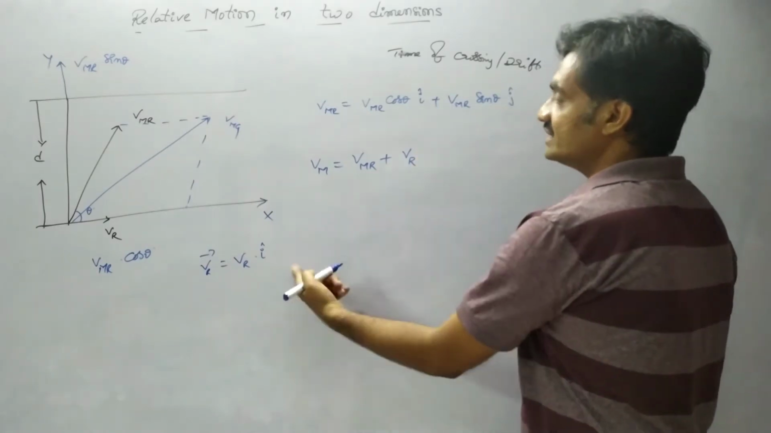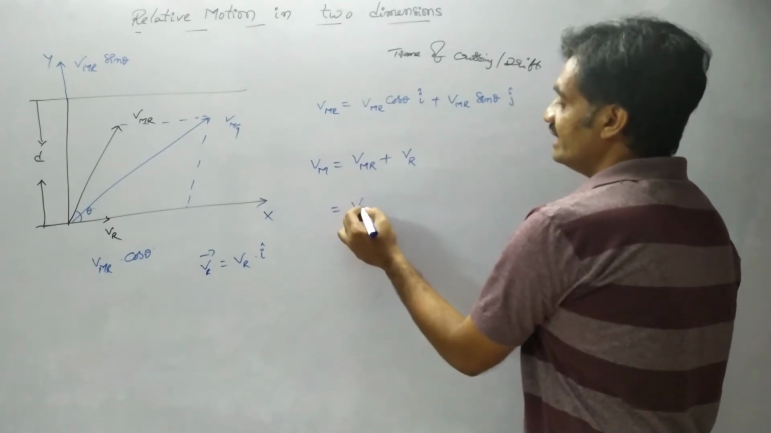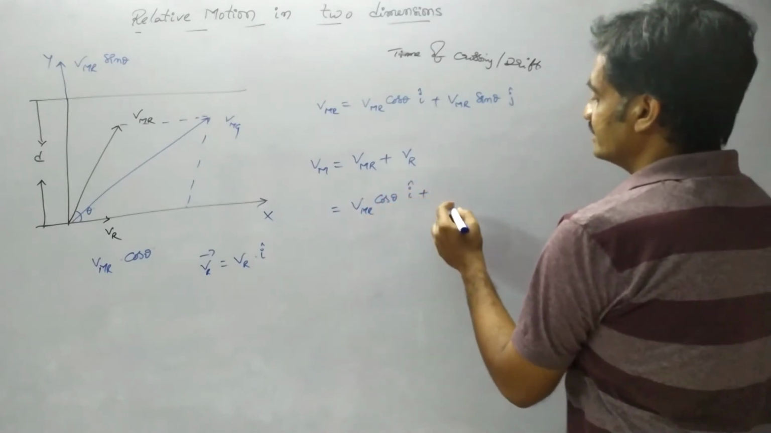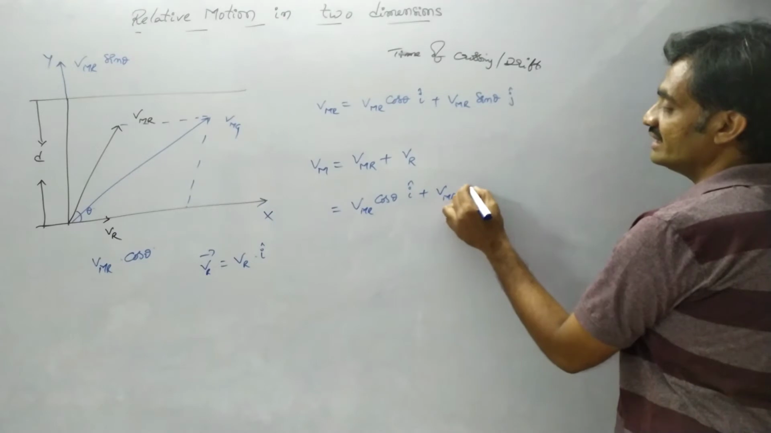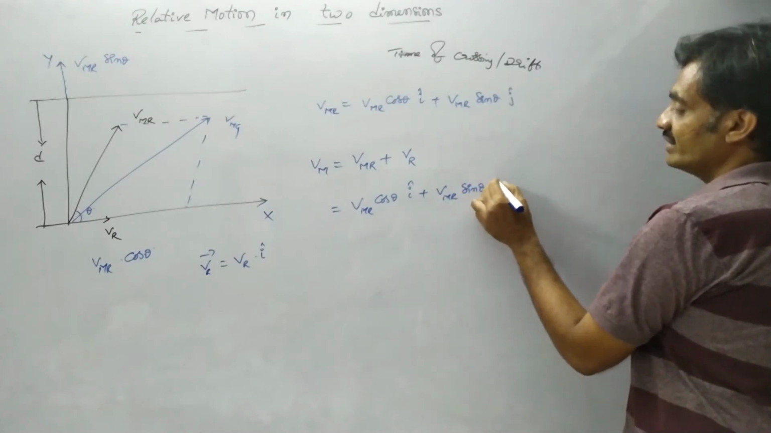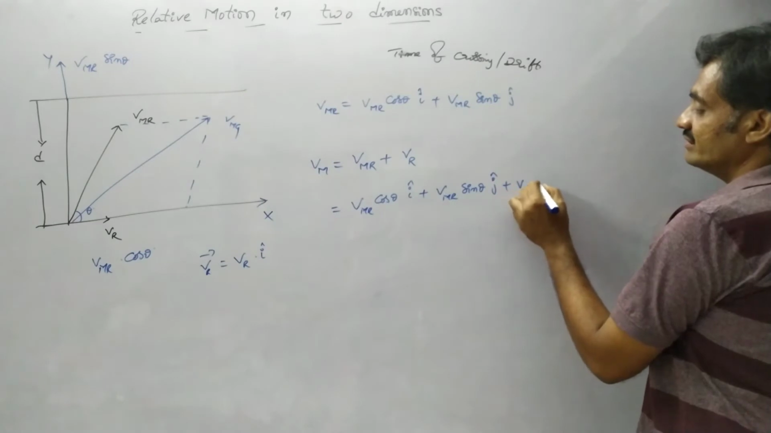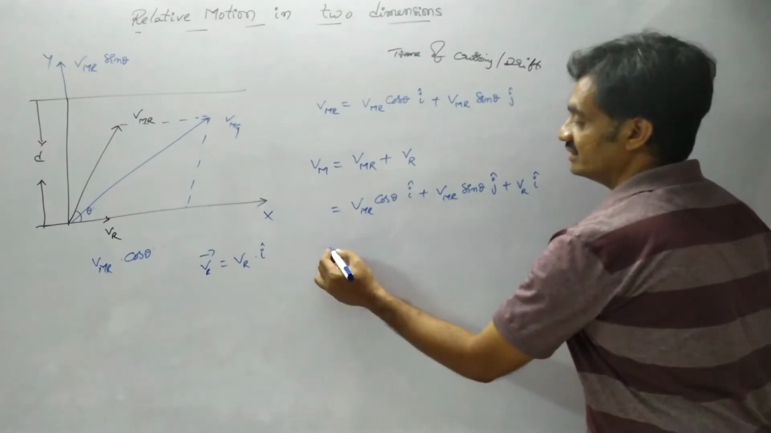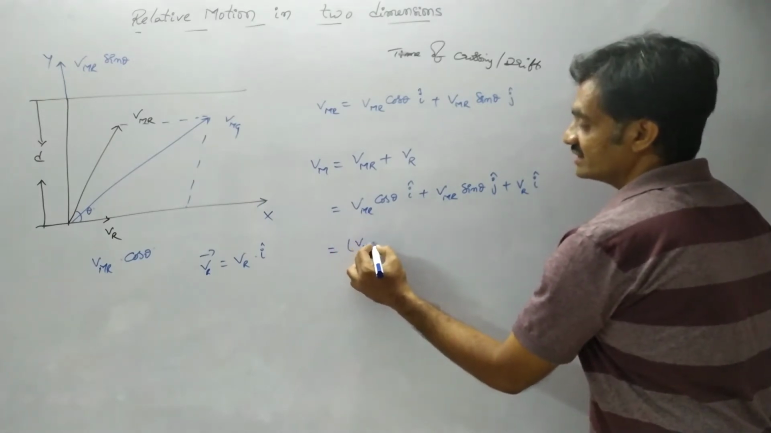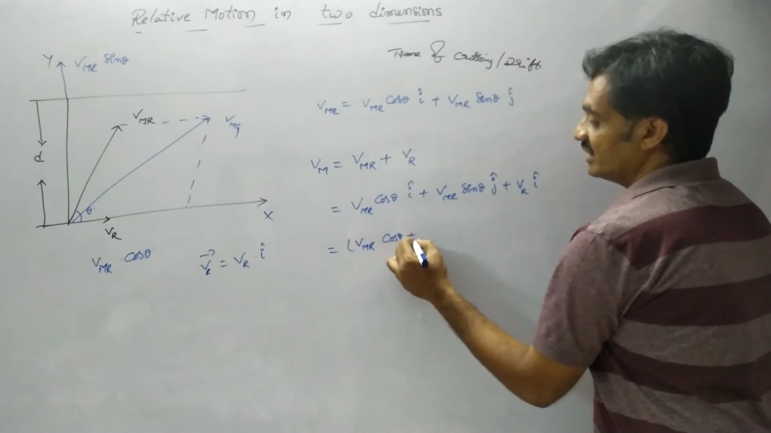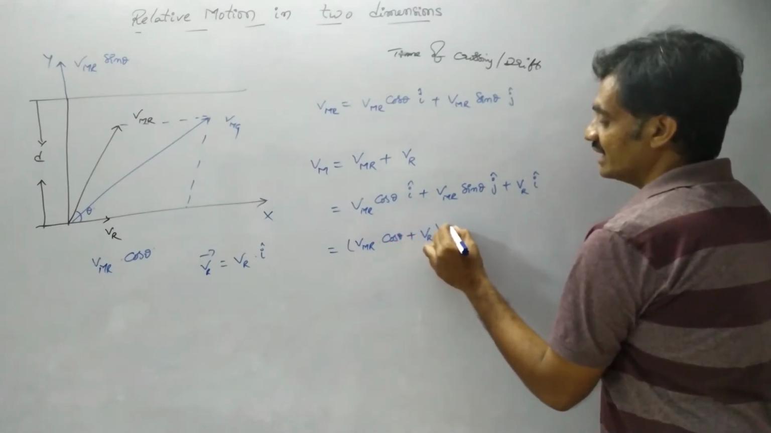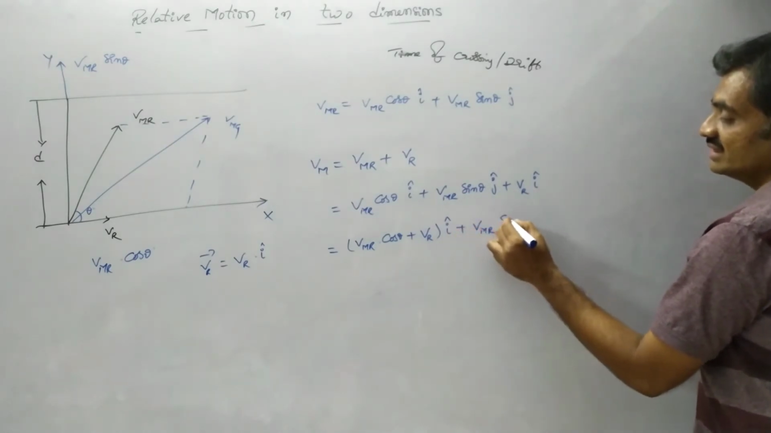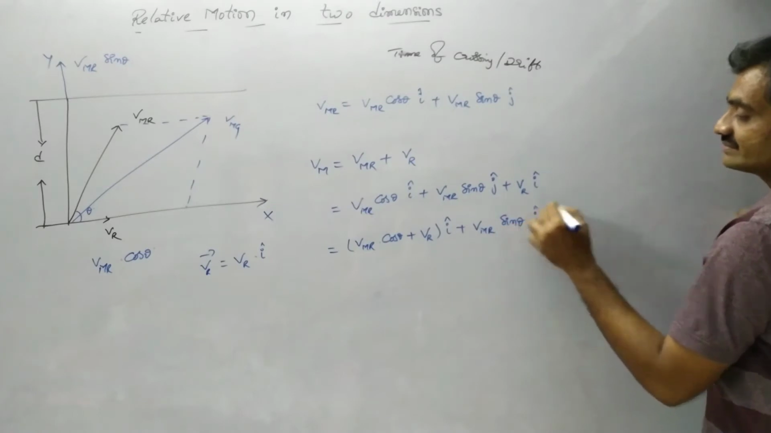As you substitute these values in this equation, here we get v_mr cos theta i cap plus v_mr sin theta j cap plus velocity of the river into i cap. Observe that here i cap is common. So if we take i cap as common, we get velocity of the man with respect to river into cos theta plus velocity of the river into i cap, plus velocity of the man with respect to river into sin theta j cap.